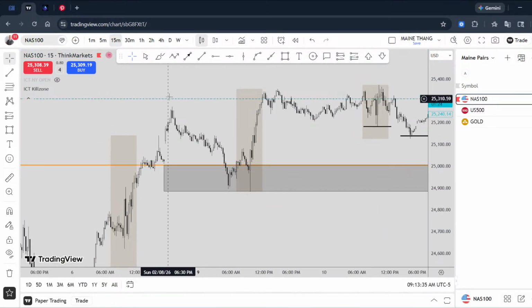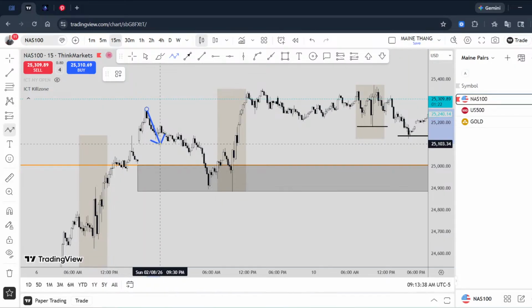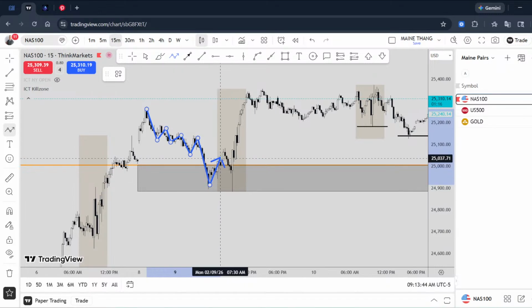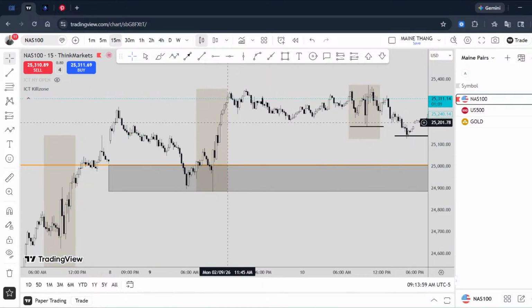Seeing price making these, boom, price came up. I was waiting for price to break that structure. It came back down, created a higher low, then broke structure, and then we entered right there. So that's what we kind of want to see right here. Monday was a good example.